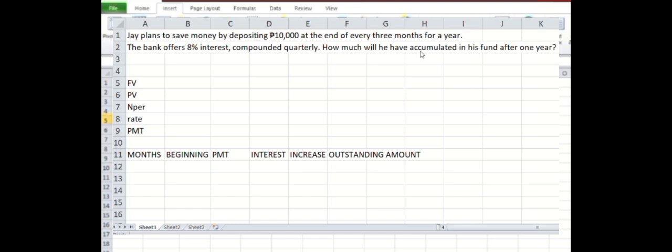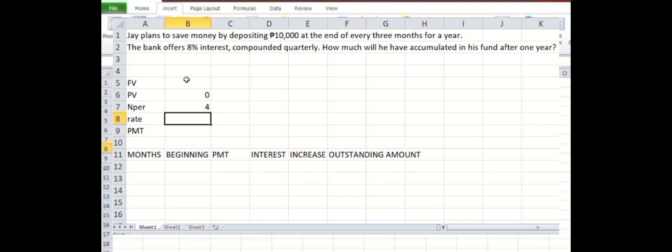Right? So we already have our problem. Now let's define what are the givens in the problem. As we've observed in the problem, what we're going to look for is the future value. Why future value? Because it tells us how much the fund grows after regular deposits plus interest. We don't have the value of PV, so let's put 0 in there. And for our NPER, the number of periods, we have 4, because it is compounded quarterly. And now we have our rate, which is the interest per period.